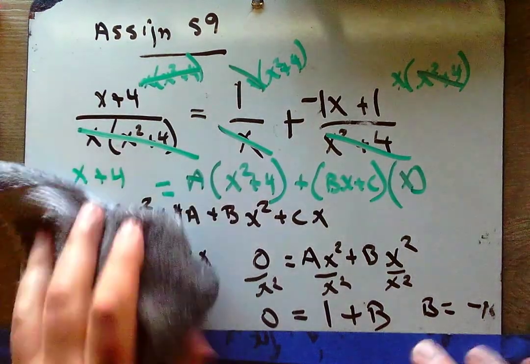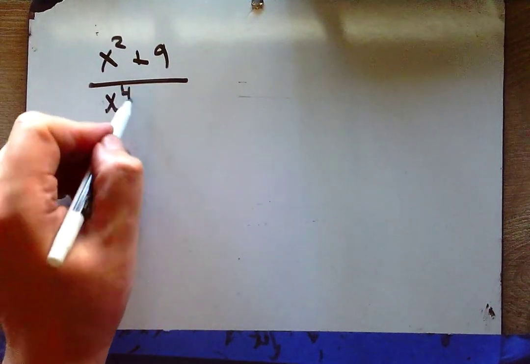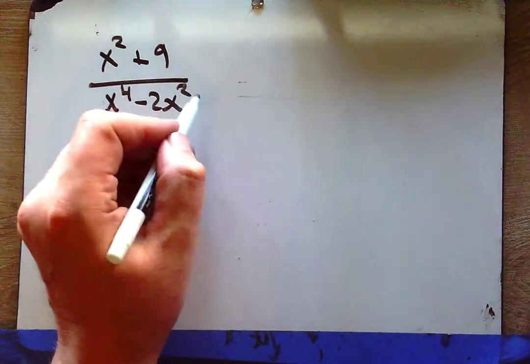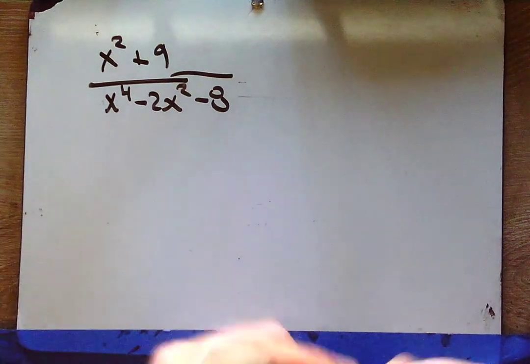That was this one. How about this one? Then you go back to doing just the setup on this. X squared plus 9 over x to the 4th minus 2x squared minus 8. I'm sure glad we did that factoring before. You'll need some factoring practice for this, or at least some factoring confidence for this. Were you able to factor that?